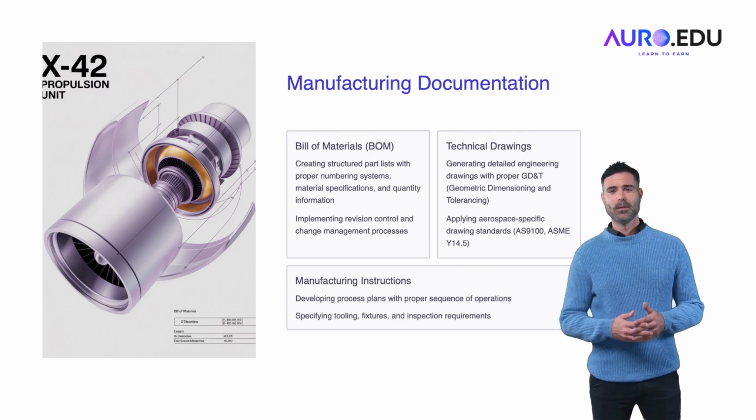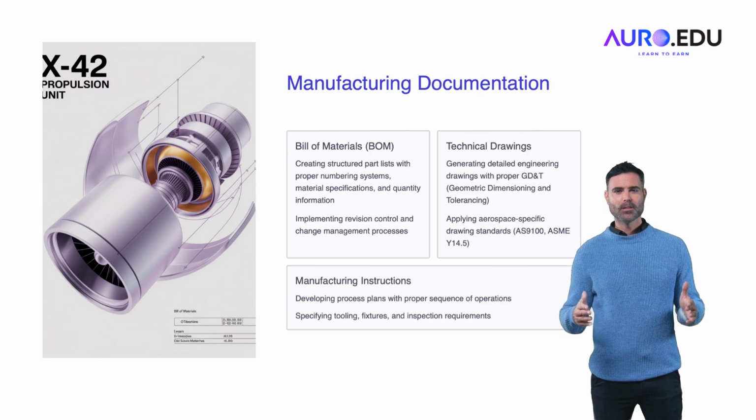Manufacturing instructions specify the sequence of operations, tools required, and inspection methods to ensure quality control. CAD software generates these documents directly from the 3D models, streamlining the transition from design to production. Ensuring that these documents are accurate and up-to-date is crucial for reducing errors during manufacturing and improving the production timeline.